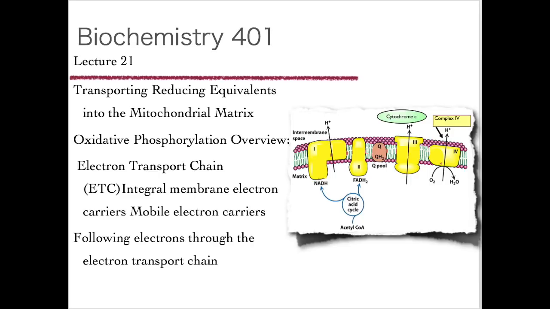Biochemistry 401, Lecture 21. Today we're going to talk about the electron transport chain. And to do this, we're going to have to talk about the structure of the mitochondrion first. Then the transport of reducing equivalents from the cytosol into the mitochondrial matrix. We're then going to have an oxidative phosphorylation overview, and then we're going to talk about the electron transport chain in particular. And that consists of integral membrane proteins that are electron carriers and also mobile electron carriers. We're going to finish with following electrons through the electron transport chain.